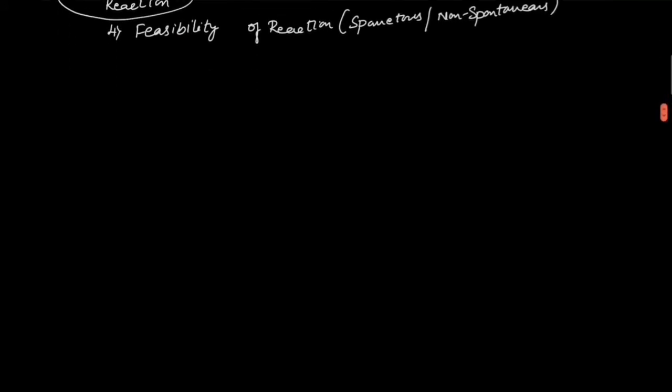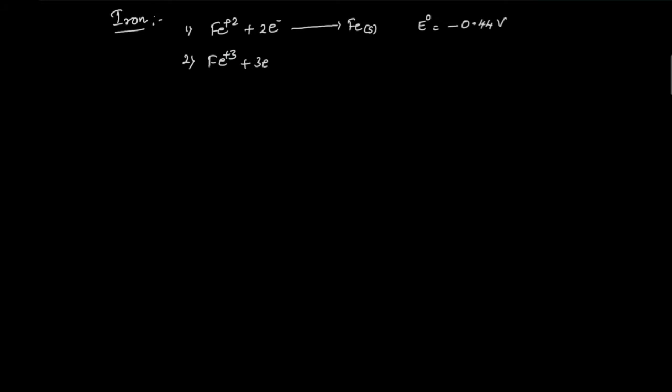With this, we will write the Latimer diagram for iron. In order to write the Latimer diagram, we should have the half reactions. The first half reaction of iron is iron plus 2 accepting 2 electrons and getting converted into iron in the solid state. The standard reduction potential for this half reaction is minus 0.44 volt. The second half reaction is the iron plus 3 ion accepting 3 electrons and getting converted into iron.